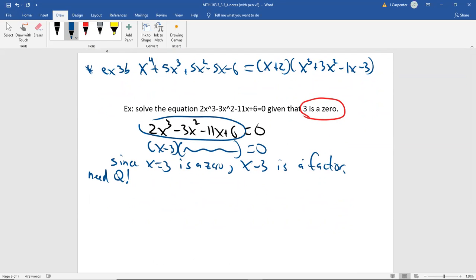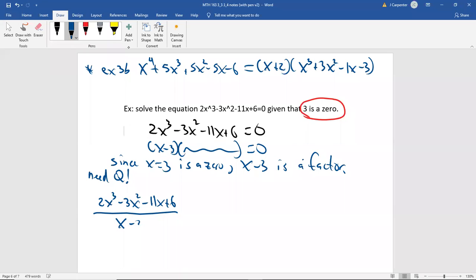So in order to find the quotient, we got to do the division. We got to take this original polynomial and divide it by something. So we're going to do 2x cubed minus 3x squared minus 11x plus 6. And we're going to divide it by, we told you that 3 is a 0, so that means we're dividing by x minus 3. The factor and what we divide by match. The 0 and the number that go in the box match. The denominator and the factor match.